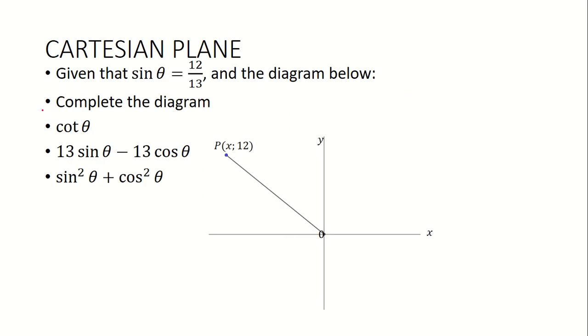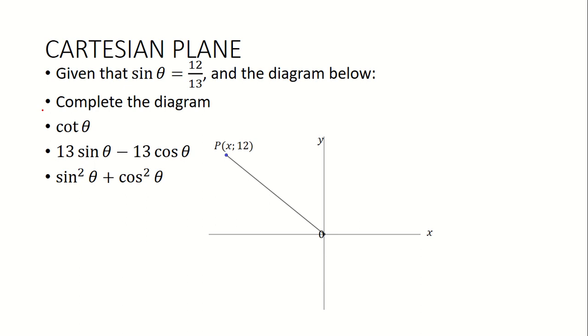Now, here is another one, which is an activity where you are given that sine theta is equal to 12 over 13, and you are given the diagram below. Complete the diagram. Please note that you don't have the x value, but you were given the y value, which is 12. Please note that if your diagram doesn't lie in the first quadrant, it will be drawn for you. In this case, it is drawn for you in the second quadrant, and I will emphasize the signs.